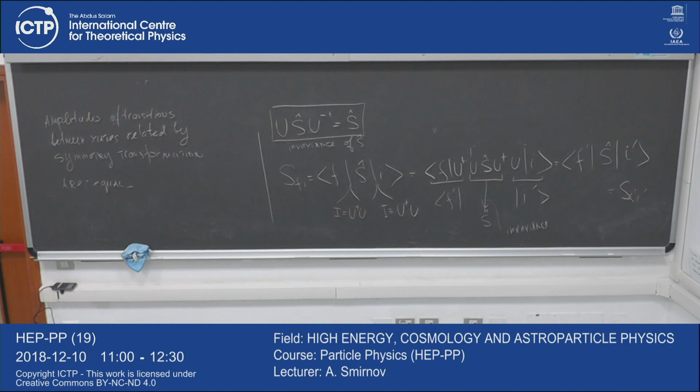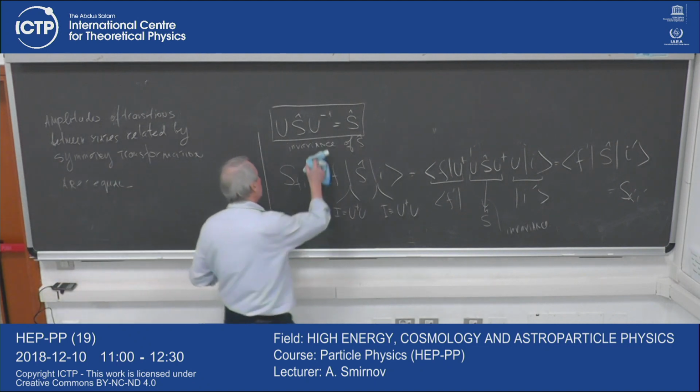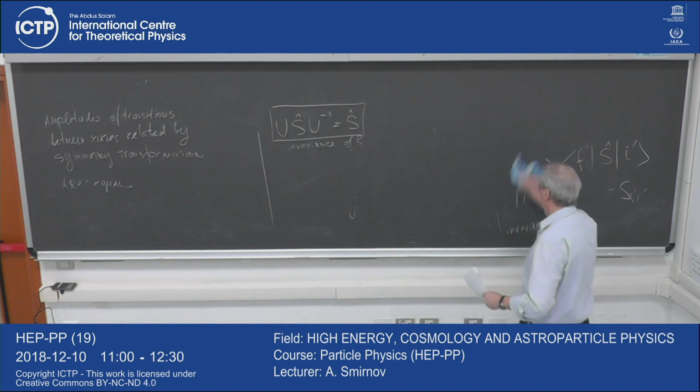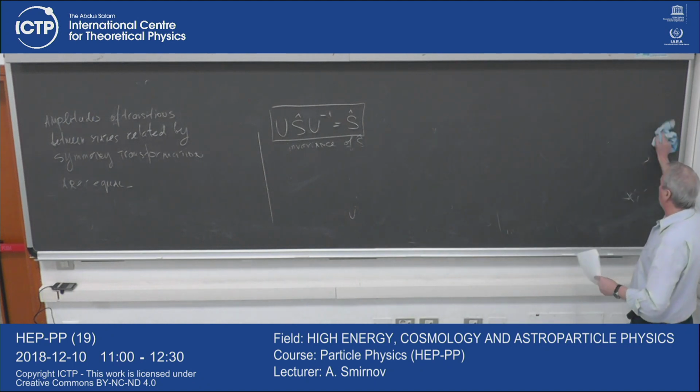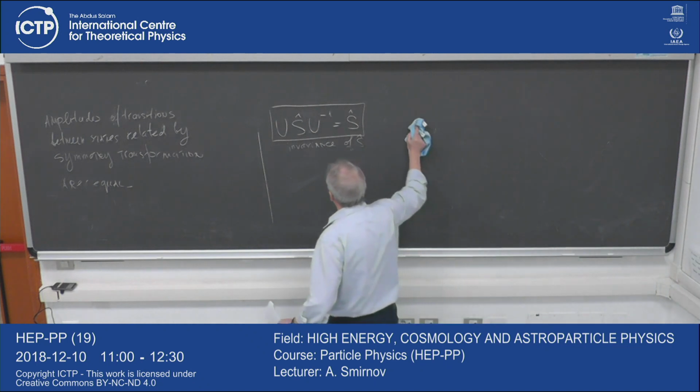So this is the power of the symmetry. If you establish that your Lagrangian is invariant under certain transformations, it gives you this very important tool. You can find the matrix elements in this way. So related to this is the proof of equality of masses as a consequence of symmetry. So here's equality of matrix elements of transitions.